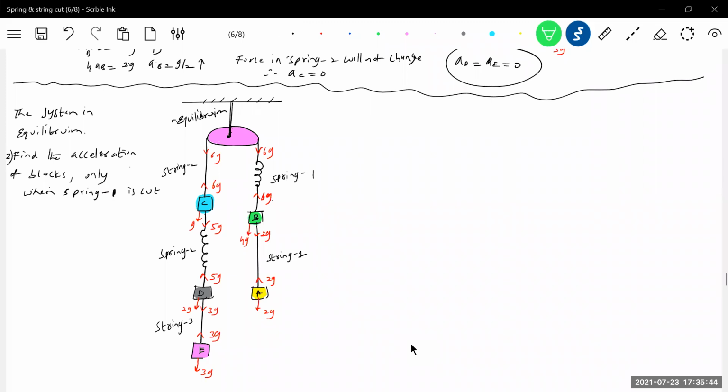Put effort. Don't get scared. Already we have some equilibrium. Okay, there's no problem. What will happen to the spring when you cut the spring? This is one primary question we have to ask ourselves.